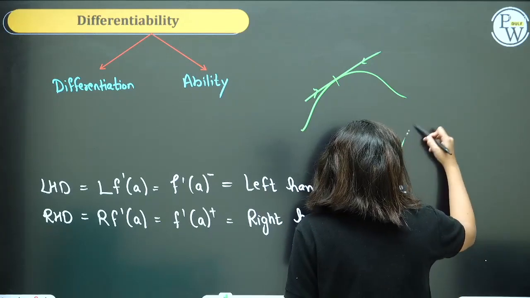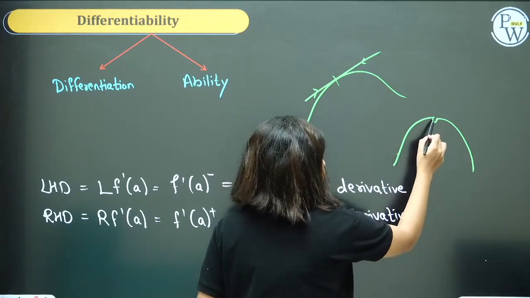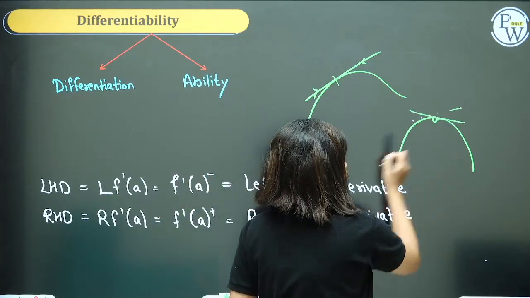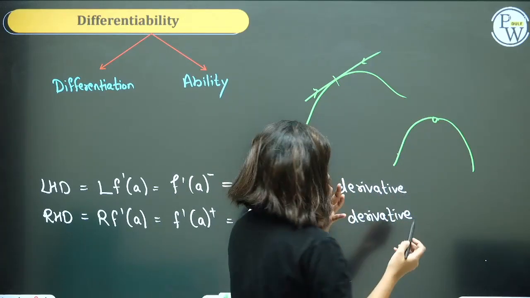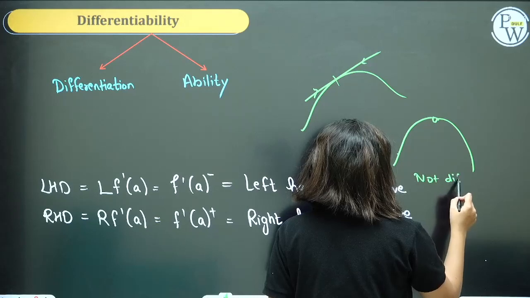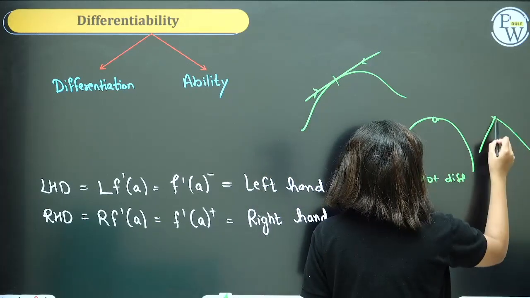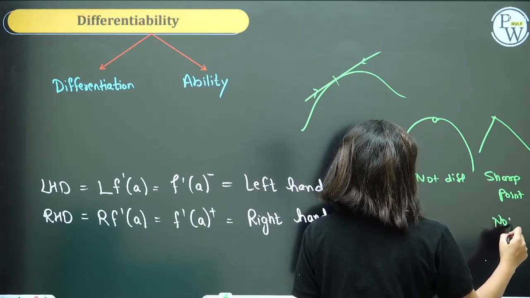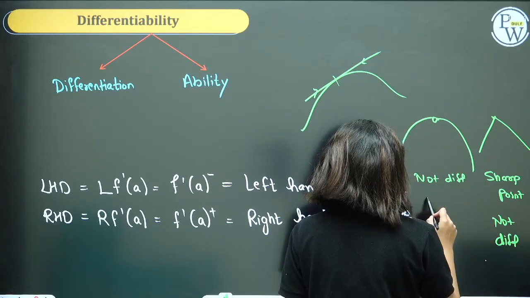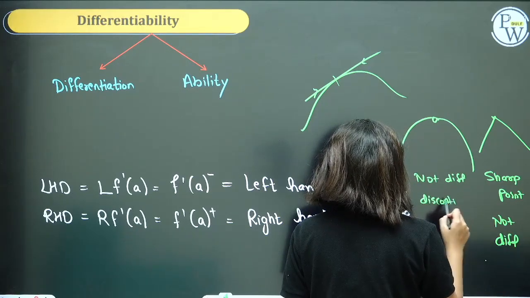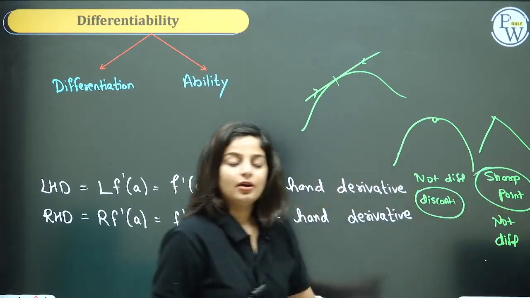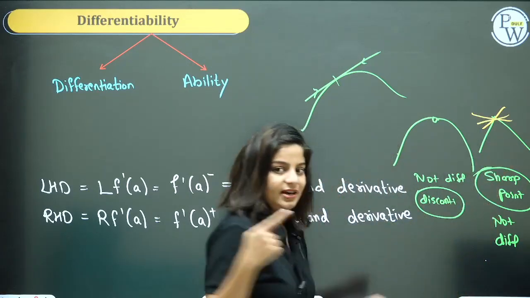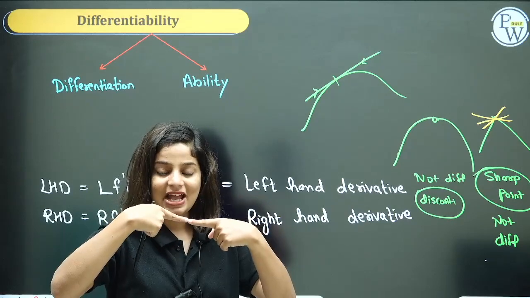So what are the reasons for not differentiable? One reason is when the function is discontinuous. There is a break in the function. How can you draw the tangent? You just can't. It's not differentiable. The second reason can be when the function has a sharp point. Even then it is not differentiable. Why? Because you can draw multiple tangents. So the left and right hand tangents are not meeting. It's not a unique tangent which forms.